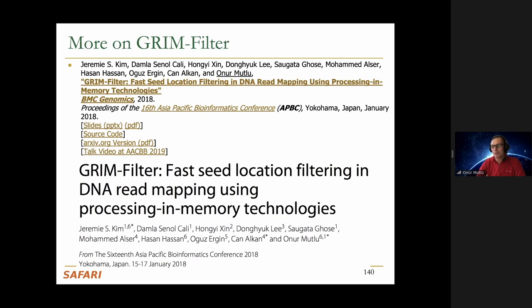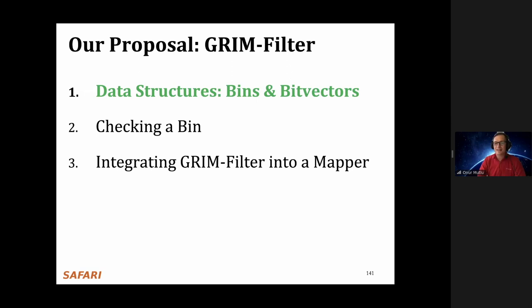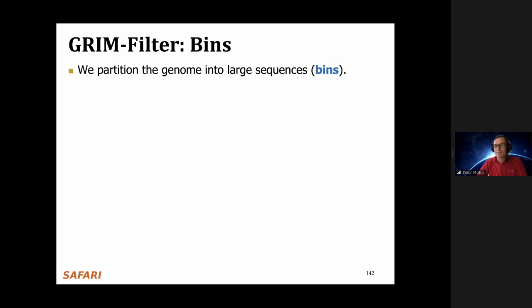And I'm going to give you one example of something that we have done. It's called GRIM-Filter. It's essentially pre-alignment filtering like we've discussed, but it's really specialized for processing in memory. And there are multiple ideas over here. Oh, sorry about that. My computer has a mind of its own today. Basically, we represent the reference genome in a different way such that it's processing in memory friendly. And I'm going to introduce this very quickly. We basically partition the genome into large sequences called bins. You can see these are bins.